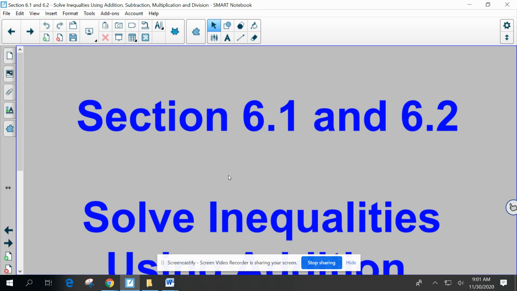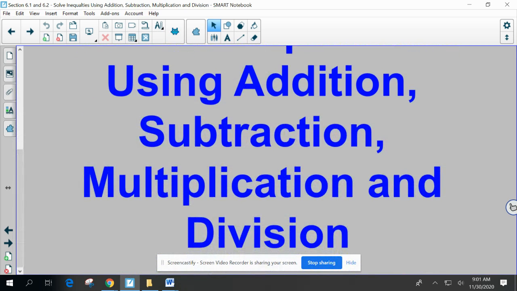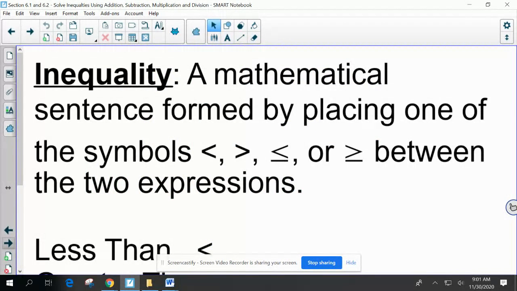Okay, so we are solving inequalities using addition, subtraction, multiplication, and division. First, you have a couple of vocab words, and I think these are already on your notes outline. An inequality is a mathematical sentence formed by placing one of the symbols less than, greater than, less than or equal to, or greater than or equal to between two expressions.